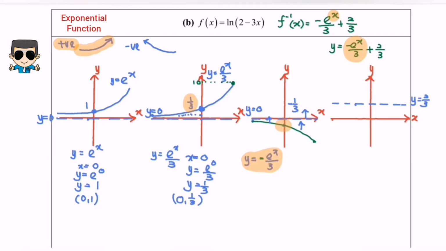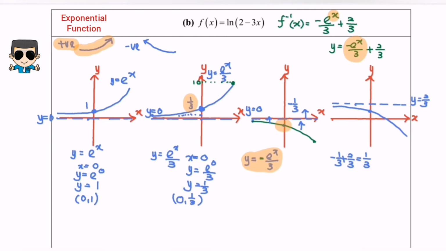Previously the point was negative 1 over 3, so now we have to add on: negative 1 over 3 plus 2 over 3. Our answer will become 1 over 3. So the point will be around here. Everything shifts upwards, so our graph will become something like this.